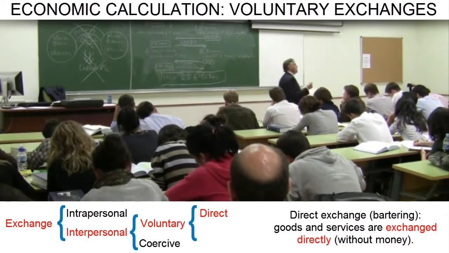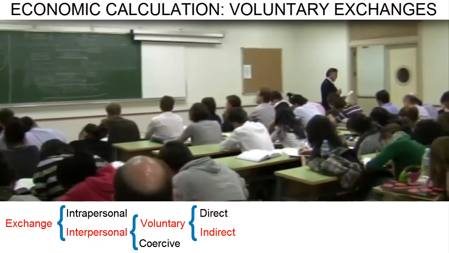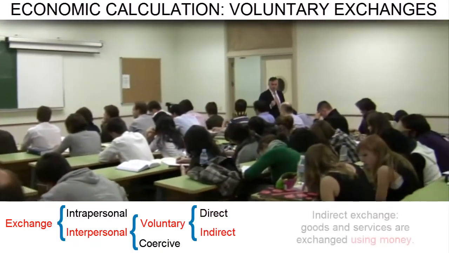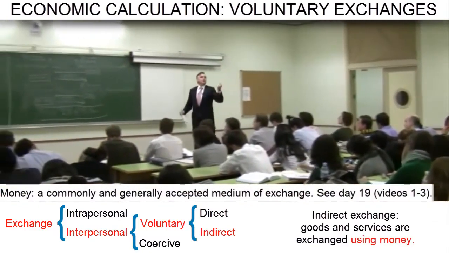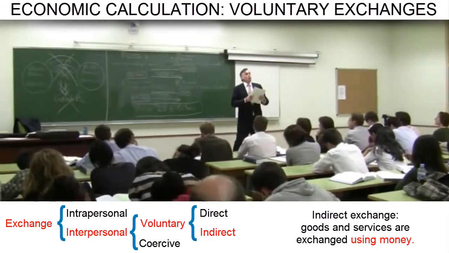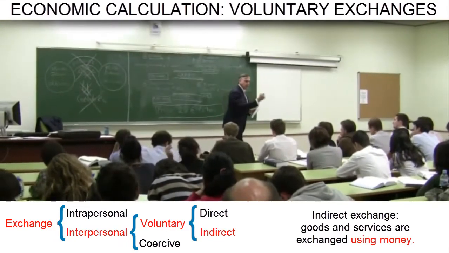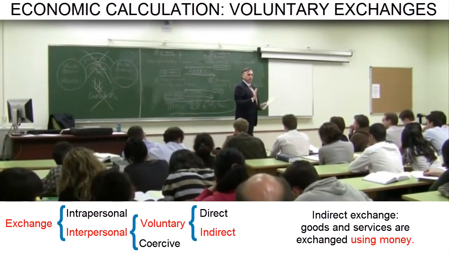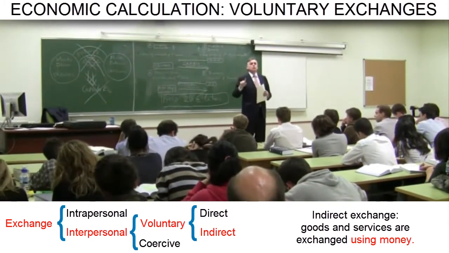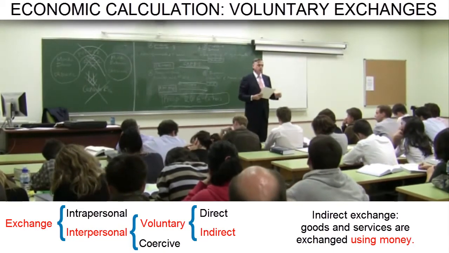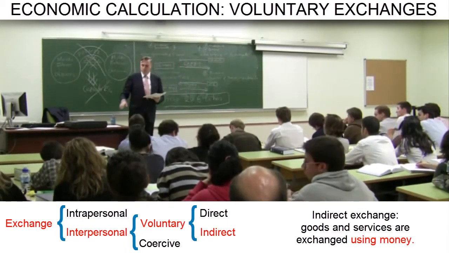In contrast with direct exchange or bartering, we have indirect exchange. What is an indirect exchange? It is one in which goods and services are traded using money. That is the commonly and generally accepted medium of exchange we have just talked about. This is a different situation. Here, I hand over a good or a service in exchange for money, and with that money, I buy what I want. That's why it's called an indirect exchange. I don't directly obtain what I want in the exchange. Instead, I always ask for money, and then with the money, I acquire what I want. As you see, the exchange is indirect.